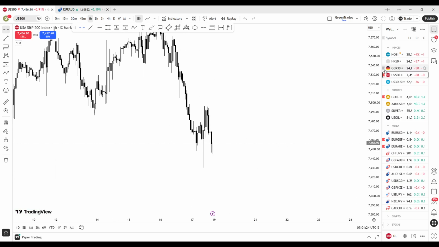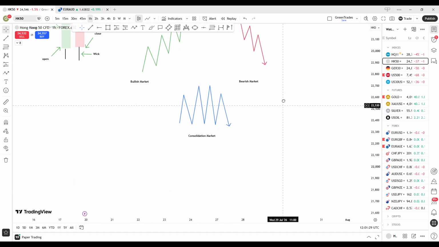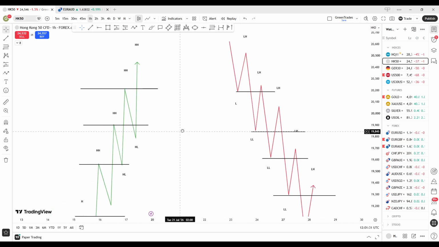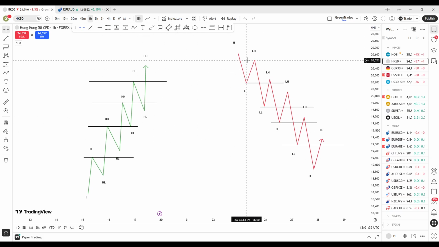It's either breaking lows, or breaking highs, or it's consolidating. But anytime you're seeing higher highs and higher lows being formed, that's an indication to you that the market wants to go up. If you're seeing lower lows and lower highs being formed, it's an indication to you that the market wants to go low.